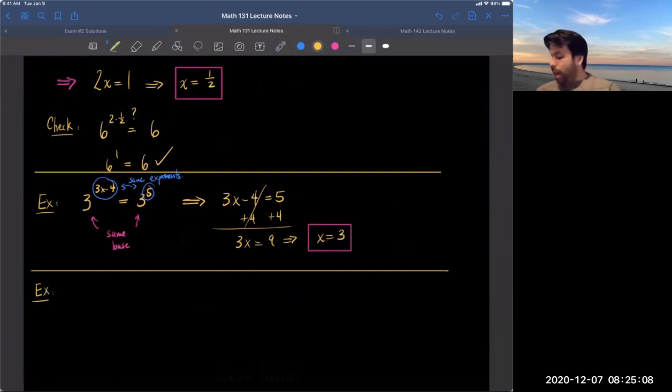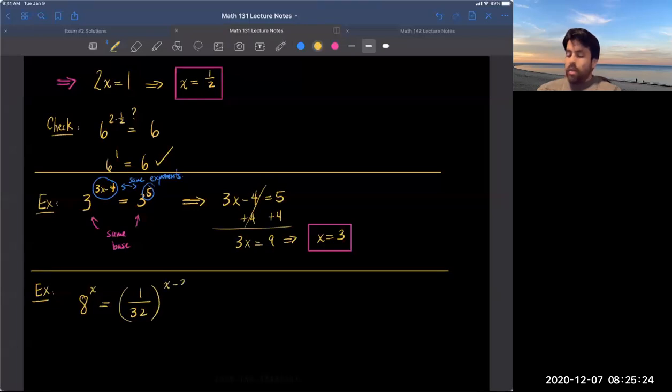Okay, now what happens if I get something like this? And I want to solve for x. What happens here?